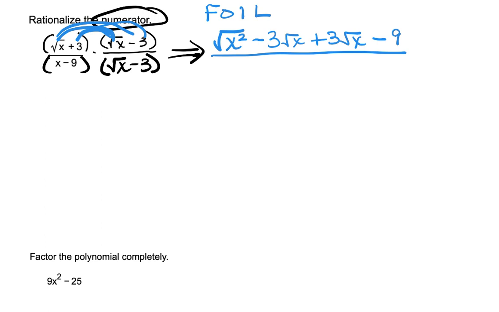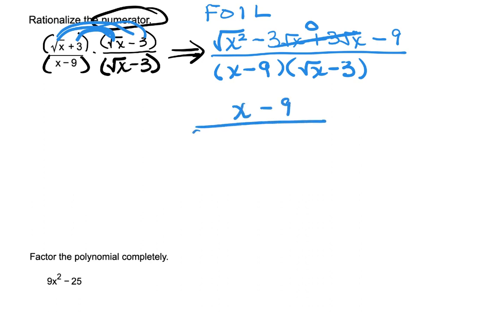The bottom, like I said, do not multiply this out. Just keep it, because most times you'll be left with something in the numerator that cancels with something in the denominator. Let's multiply the numerator out. First of all, negative 3 square root of x and positive 3 square root of x cancel to give you 0. So we're left with the square root of x squared, which is x, minus 9. And as you can see on the bottom, we have x minus 9.